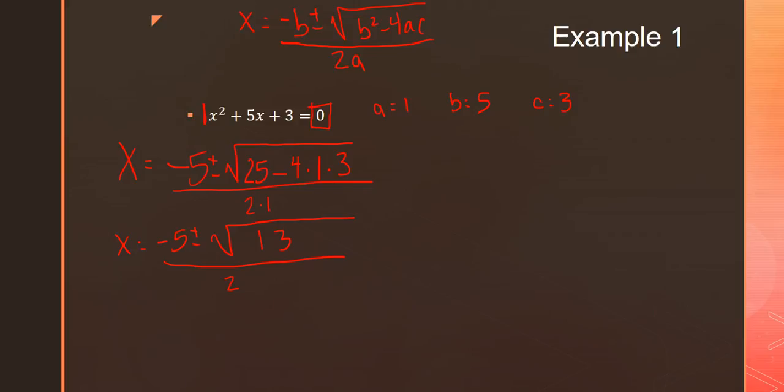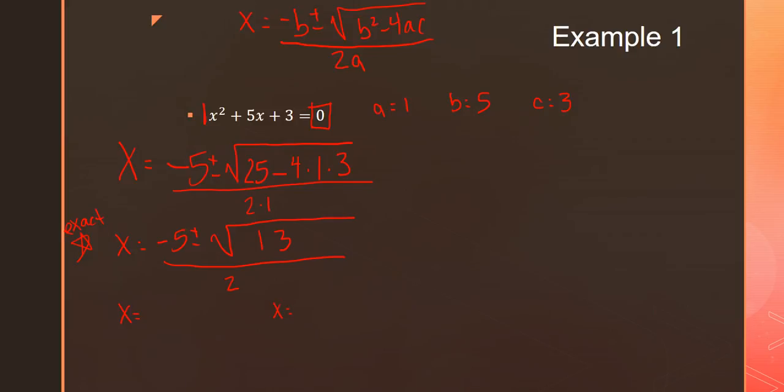So, when I look at this, 13 is not a perfect square. So if the directions didn't say you had to round, which they don't on this page, but in your book it will, this is the exact answer here. This is the exact answer. Now, a lot of times in your book, it's going to say round to the nearest tenth. So we're going to have to type this in our calculator.